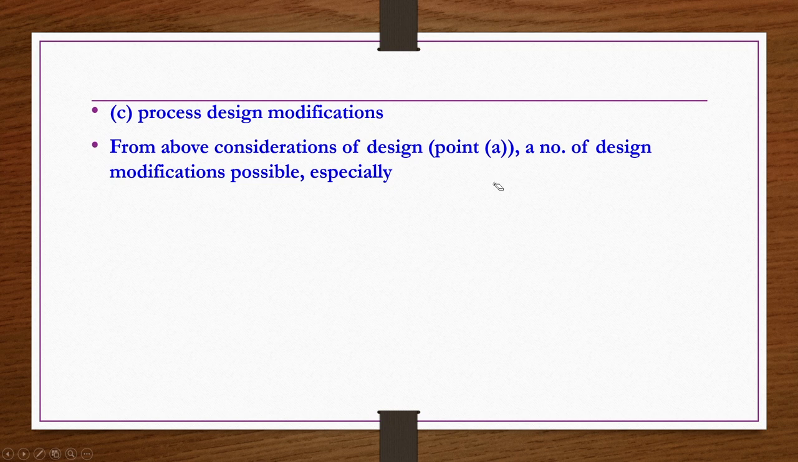So now, process design modifications. From the above design considerations, that is, on a thermodynamics and kinetics basis, we have found that high pressure and low temperature is better, and based on that, only the space velocity has to be optimized. That also we have done. Based on those considerations, a number of design modifications are possible, especially the pressure used, which affects the conversion. Lower pressure gives lower conversion, higher pressure gives higher conversion.